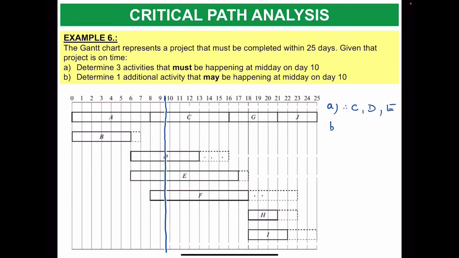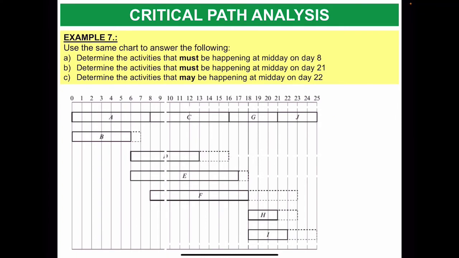And that is actually the answer for your B case, because it asks you to determine one additional activity that may be happening at midday on day 10, but doesn't have to be, and that's activity F. Because if I move it, it doesn't have to, but it may happen if I do not move it. So the same chart, please pause the video, try to do day 8, 21, and 22, and then we will compare.